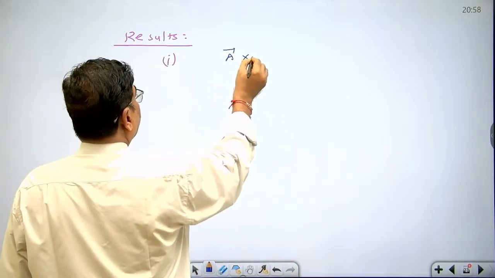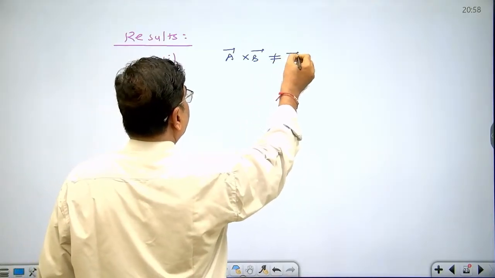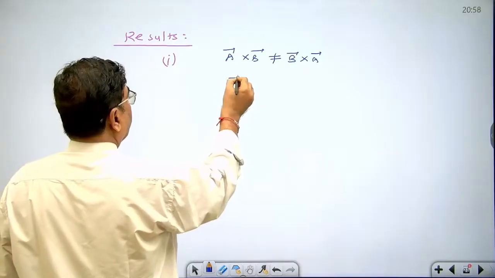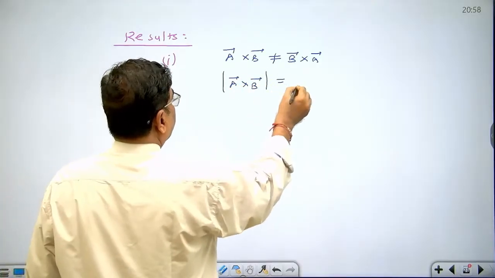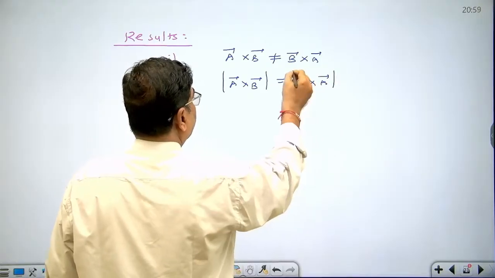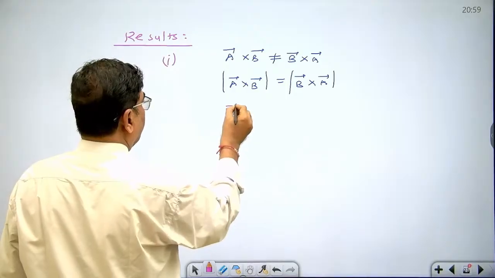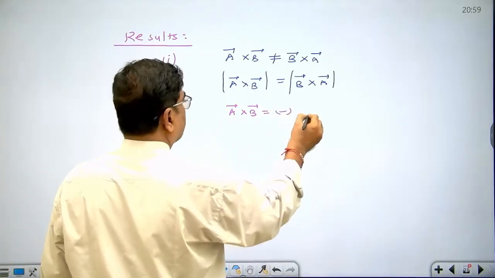A cross B is not equal to B cross A. A cross B and B cross A have the same magnitude, but they are anti-parallel. A cross B is equal to minus B cross A.